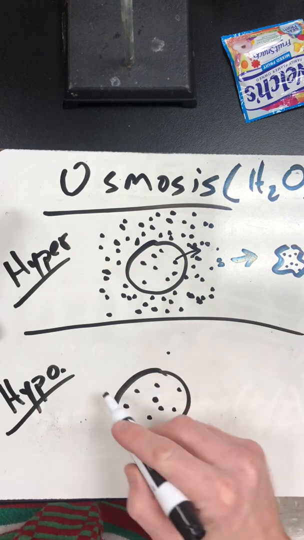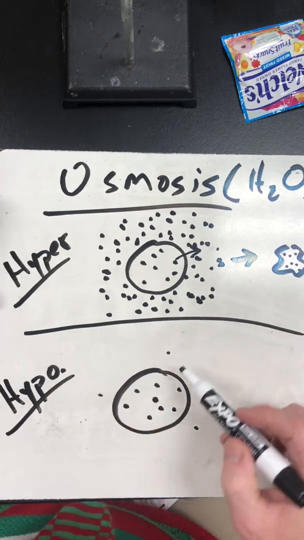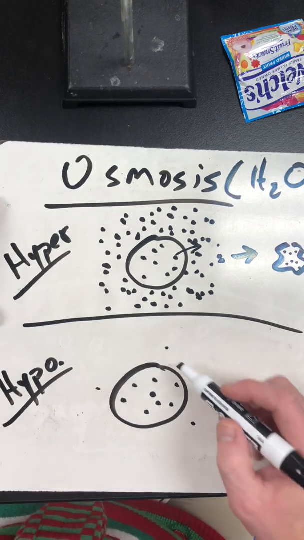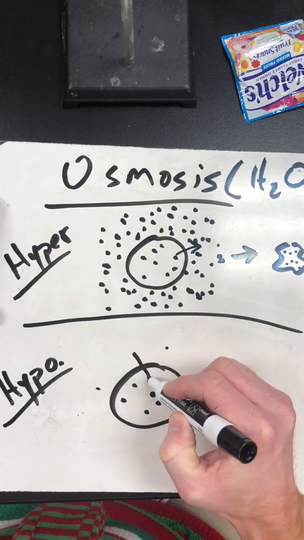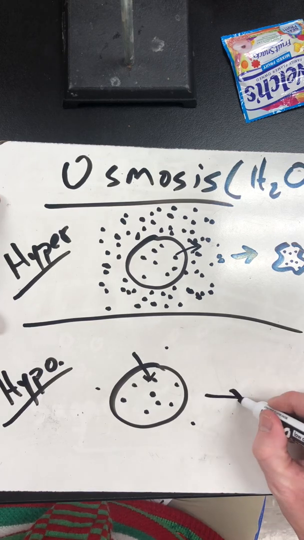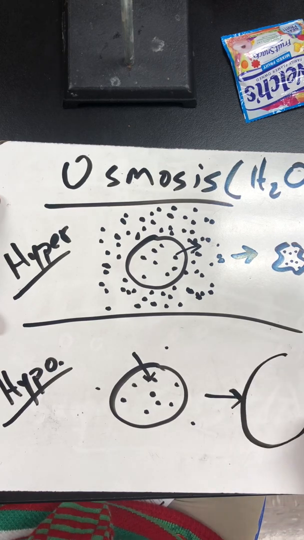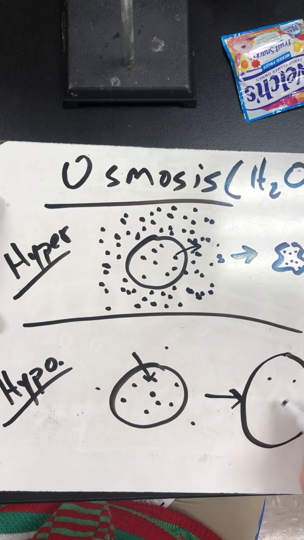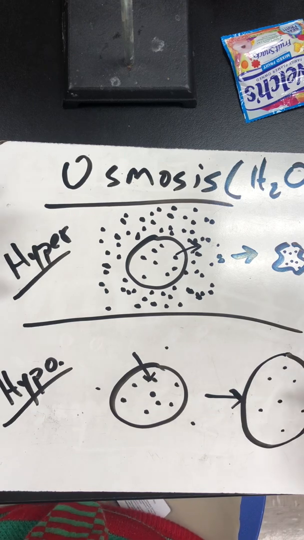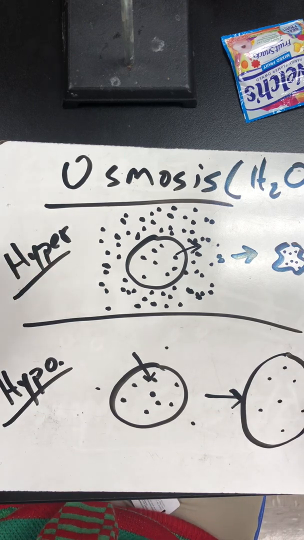Well, let's put a couple solutes out here. Well, now there's more water outside the cell than there is inside the cell. So what are we going to do? Water is going to travel in. Okay, what's that going to lead to? It's going to lead to a big swollen cell that's gained a lot of mass because the water has flowed into the cell trying to create again, equilibrium, or make it the same on both sides of the cell.